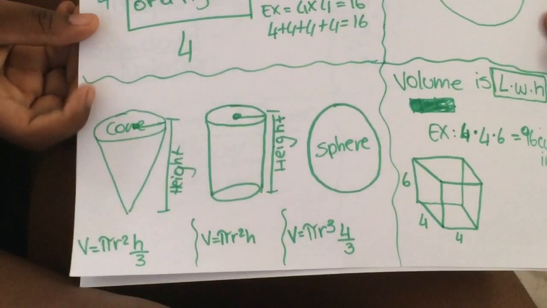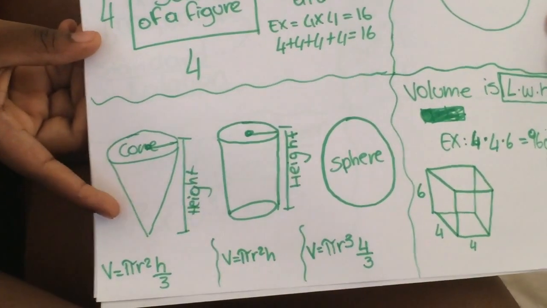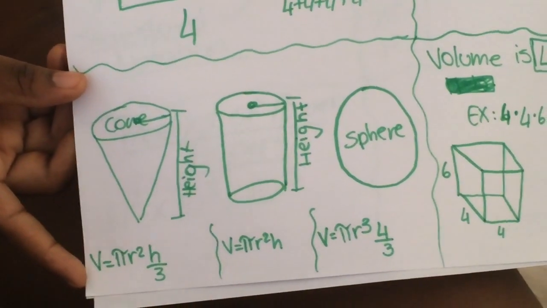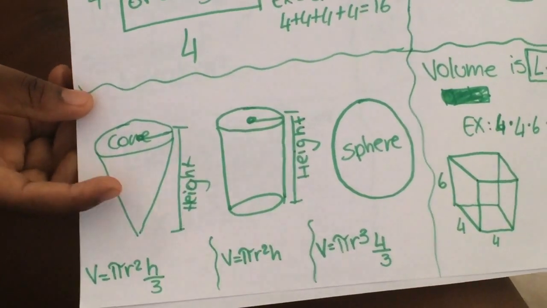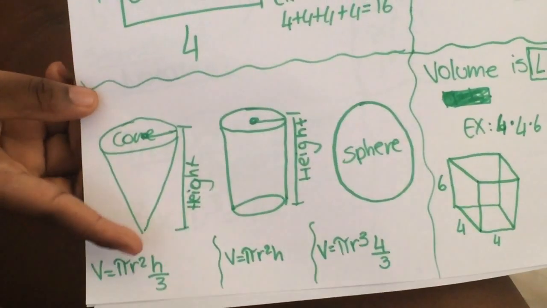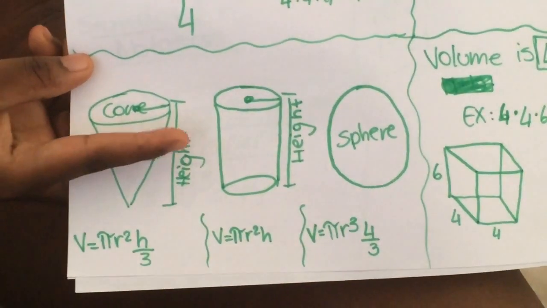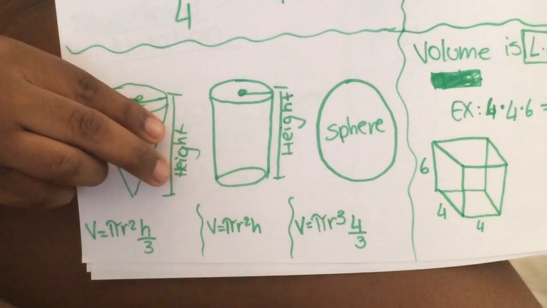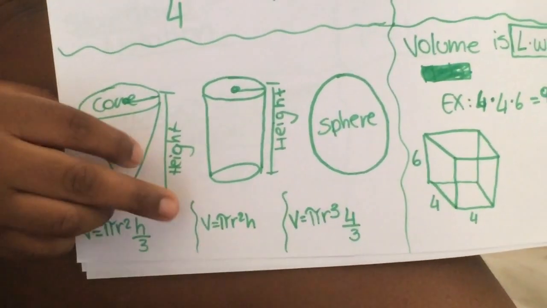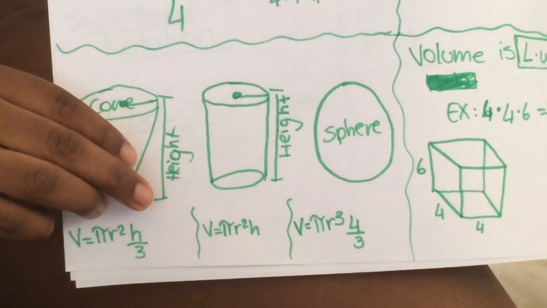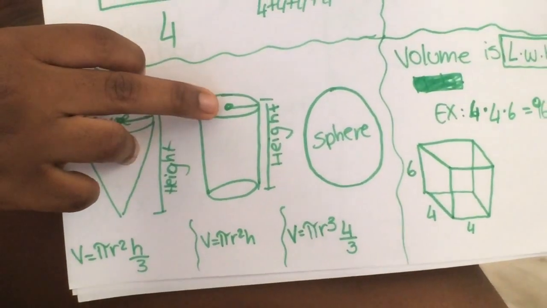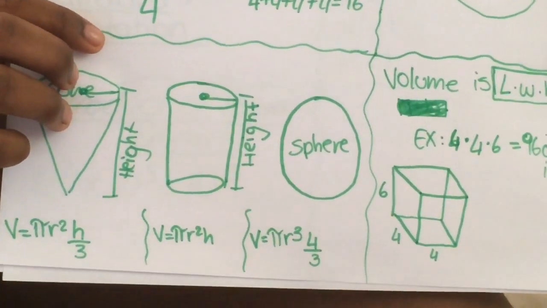A cone is this figure over here. To find the volume of a cone, you do pi r squared h divided by 3. This is the height of the cone. And this is a cylinder. To find the volume of a cylinder, you do pi r squared h. That's the height too, and this is the radius. The radius is basically half of a diameter.